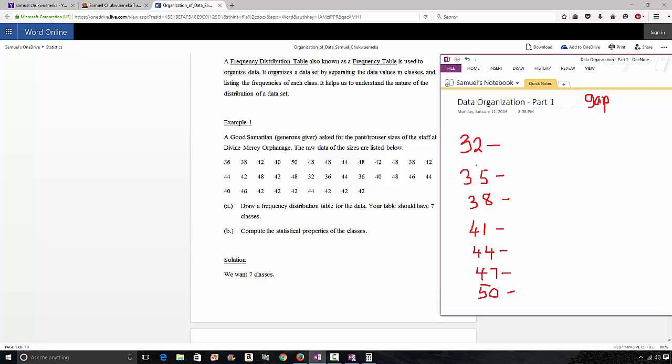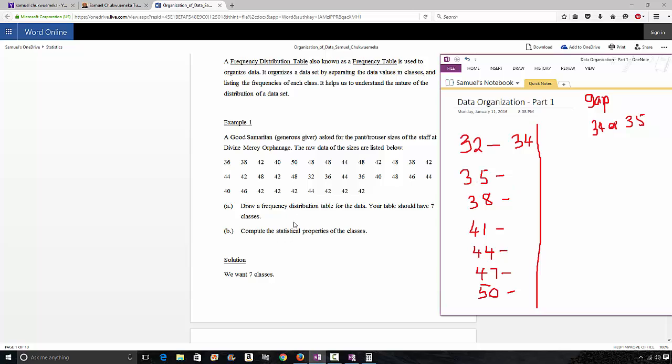So look at what I'm saying here. 35 minus 1 is 34. So there is a gap between 34 and 35. The gap is what I'm talking about. If your class intervals are integers, whole numbers like we have here, then you know that the gap is by one. If your class intervals are decimals rounded to one decimal place, then the gap is 0.1. If they are decimals rounded to two decimal places, then the gap is 0.01. So take note of that.